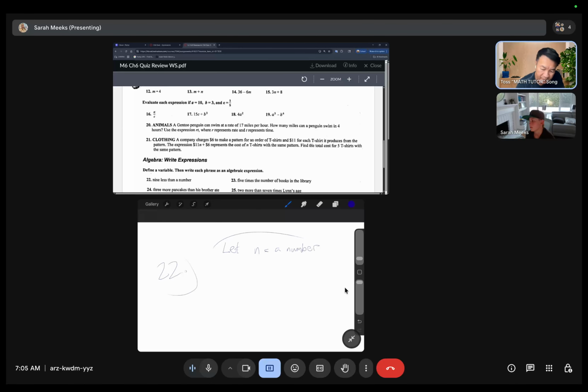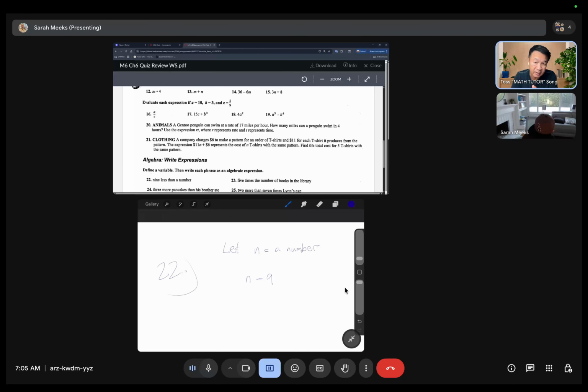So I defined it right here, and then you're going to use it in an expression. Number 22 says 9 less than a number, so you write minus 9 behind it. Careful on this one. Don't do 9 minus n. It'll be wrong. You have to take it out from the back.